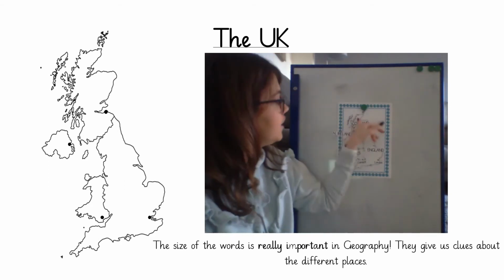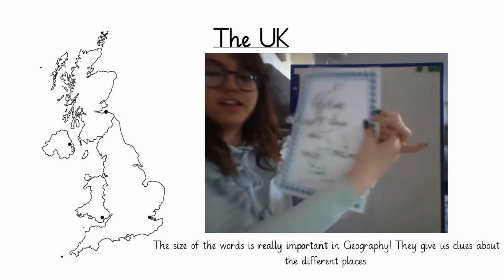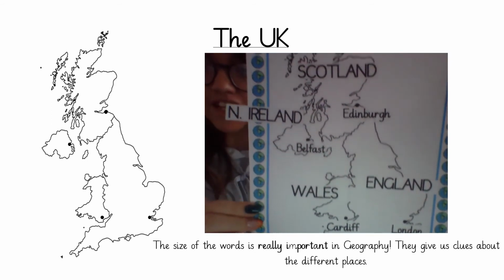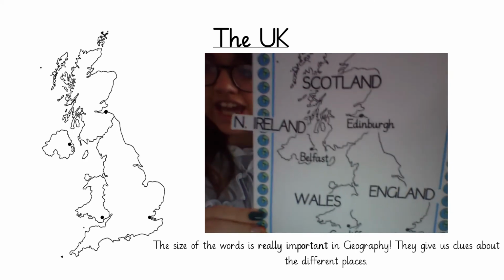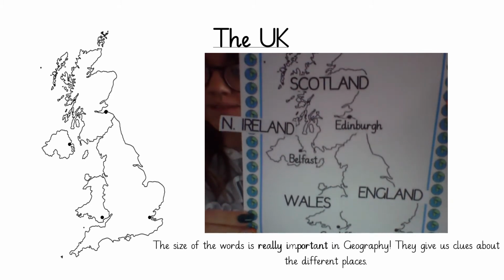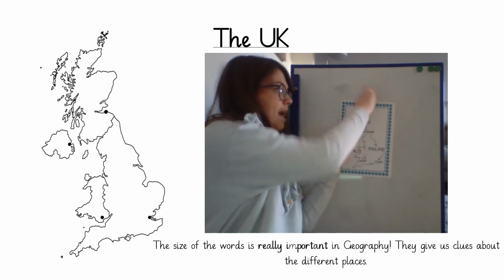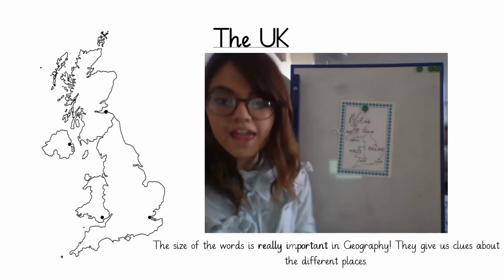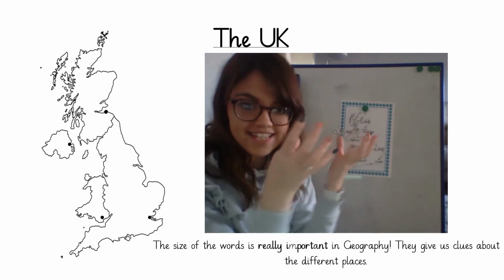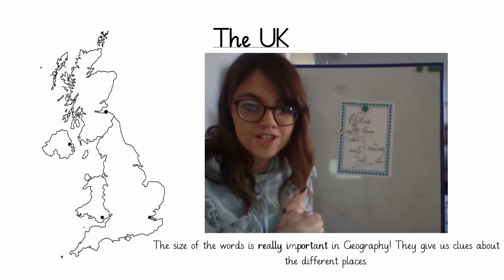Okay, have a little look at the size of my letters. I'm not sure if you can see it. Bring that a little bit closer. Have a little look at the different sizes of the labels. The capital cities are smaller than the names of the countries. And the size of words in geography, especially when we do it on a map, is really important. That's because it tells you what's the city. The city is smaller. It's a small part of the country. The country is the bigger part. Okay?